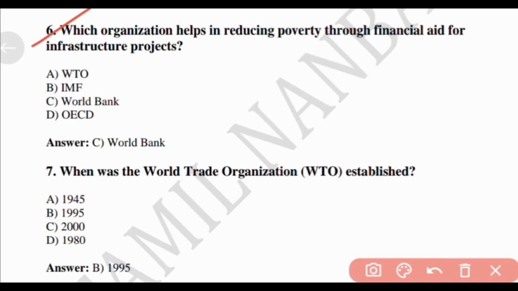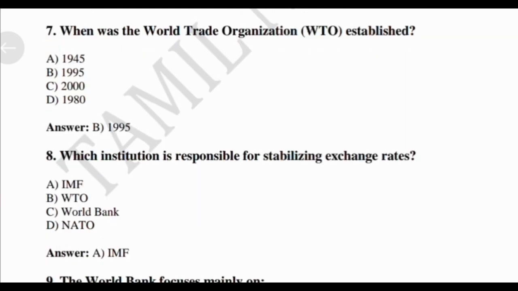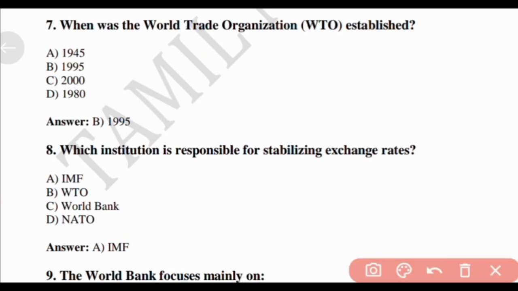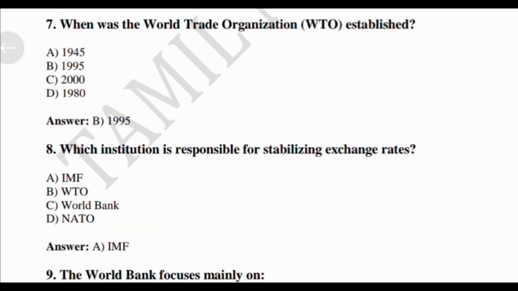Which organization helps in reducing poverty through financial aid for infrastructure projects? World Bank. When was the World Trade Organization established? 1995. Which institution is responsible for stabilizing exchange rates? IMF.